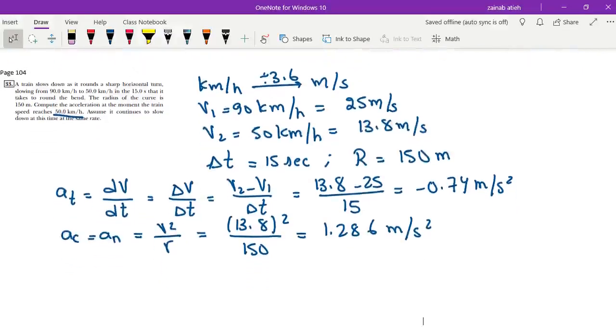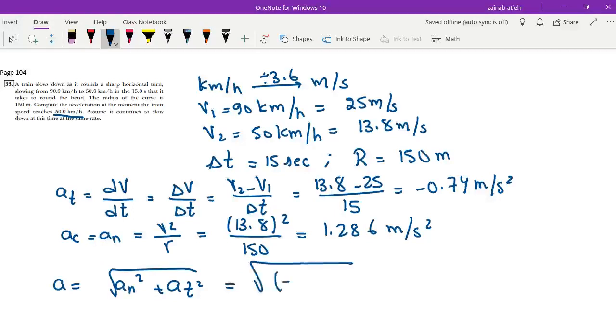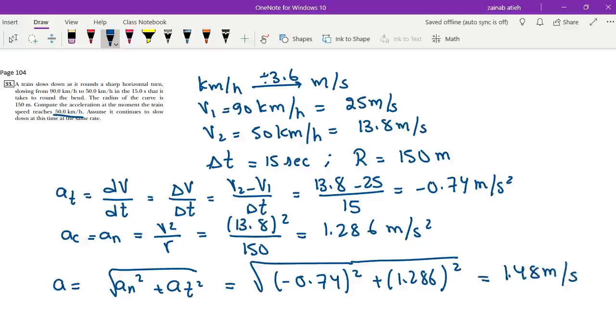Now I found AT and AN. To find A, it's equal to radical AN squared plus AT squared. It's not too long. It's equal to radical minus 0.74 squared plus 1.286 squared. I will get my answer, which is 1.48 meters per second squared.